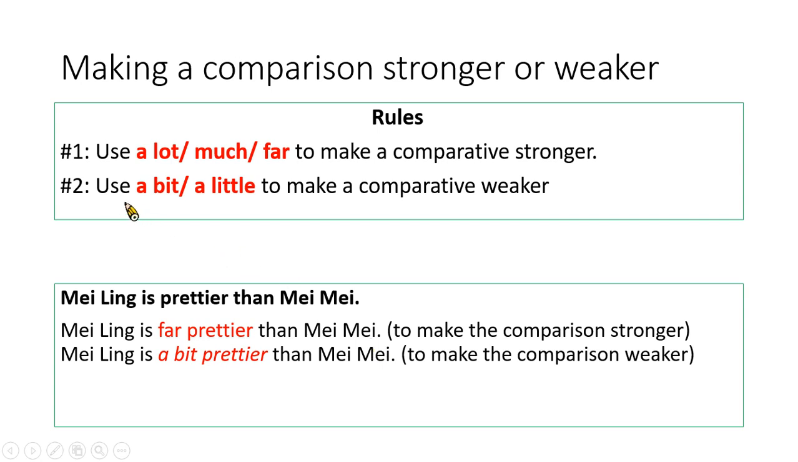Another example here, use a bit or a little to make a comparative weaker. For example, Mei-Ling is a bit prettier than Mei-Mei. A bit prettier makes the comparison weaker. The difference is not very big, but she is still prettier. But when we use far prettier, it makes the comparison stronger.